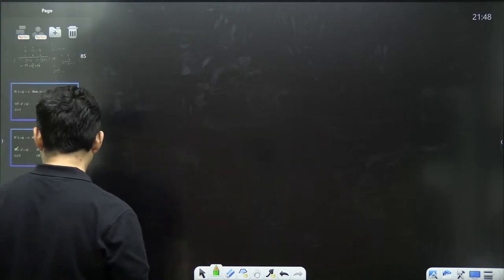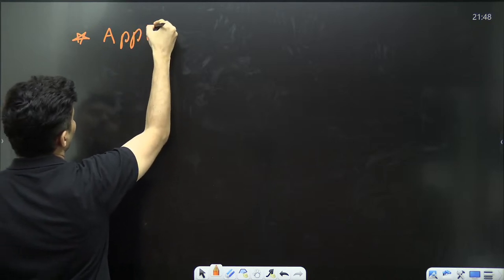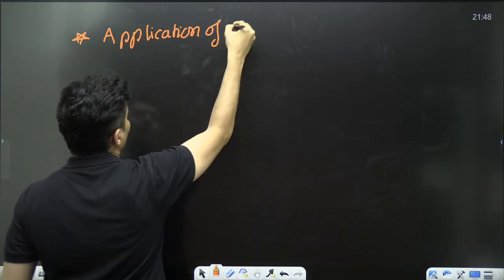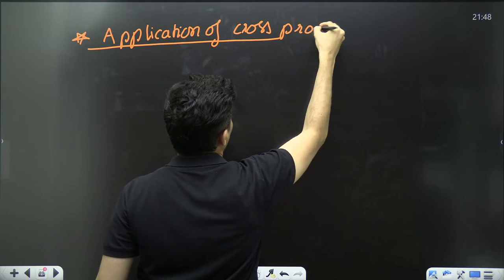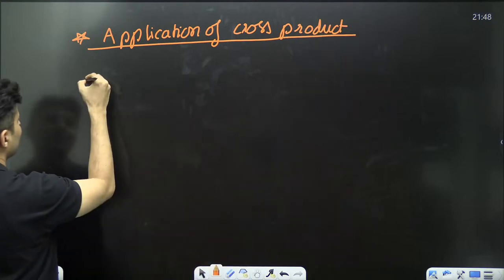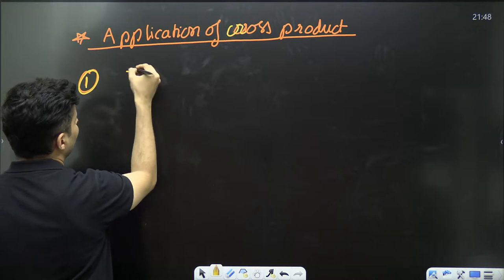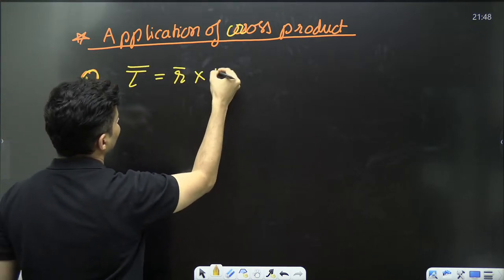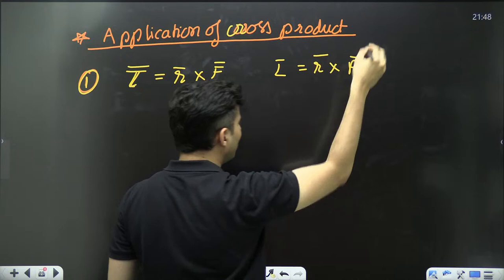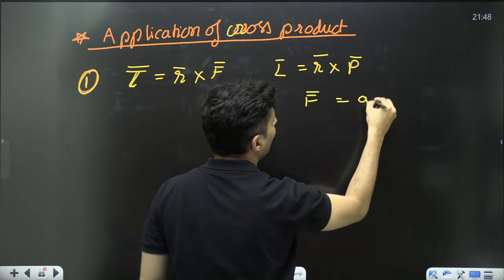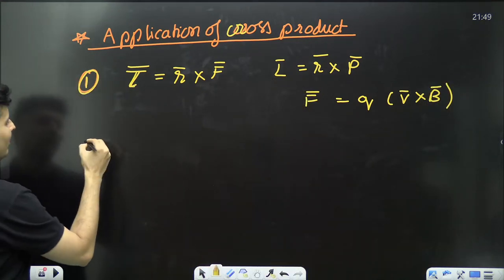But before that, let me tell you the application. Many students ask, sir, what is the application of cross product? There are many applications. Number one: finding physical quantities like torque, which is R cross F, or angular momentum, which is R cross P. Force in magnetism is charge into velocity cross magnetic field, and so much more. This is one of the major applications.